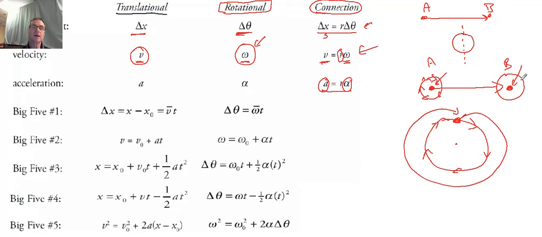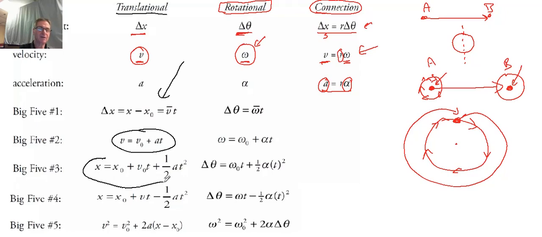Well, just like in kinematics, where we had our favorite equations, and they call them the big five, and honestly, we probably use some more than others. So this is a favorite.